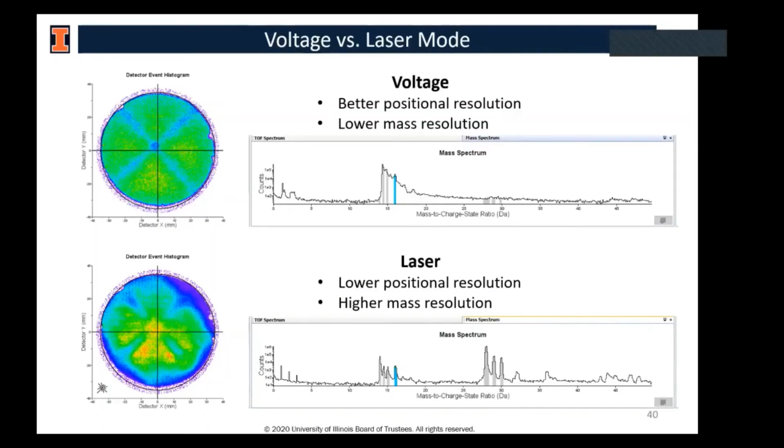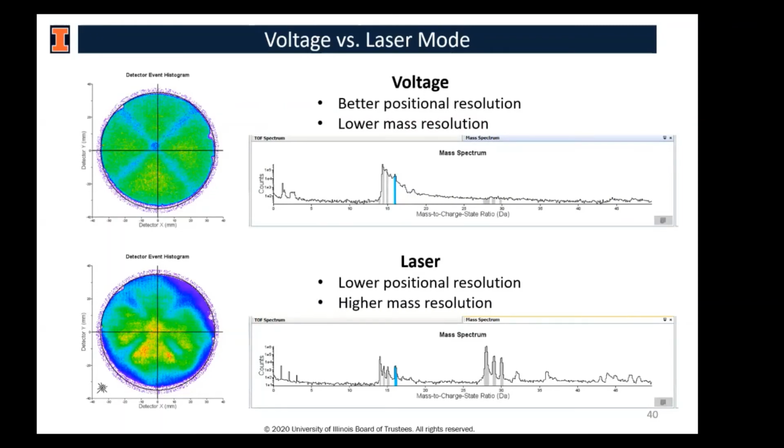Hello. In the interest of time, I'm going to jump forward a little bit in my presentation. Wacek made a good comment about voltage mode and laser mode. This shows some of the differences that you could expect to see when you're using one or the other in our system. The laser mode gives a higher positional resolution for the atoms, as you can see in the detector event histogram. But the voltage mode gives a better mass resolution. So that's nice. Depending on what you need, you can tune to one or the other.